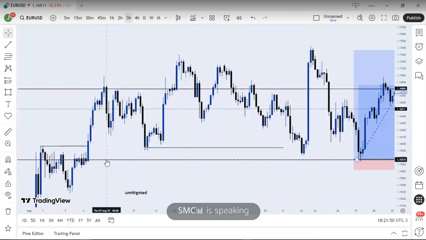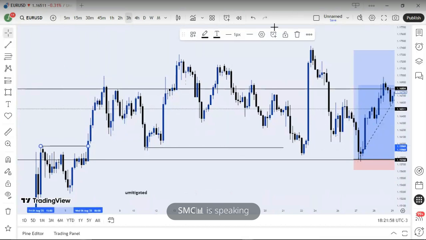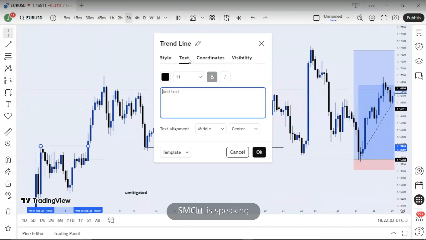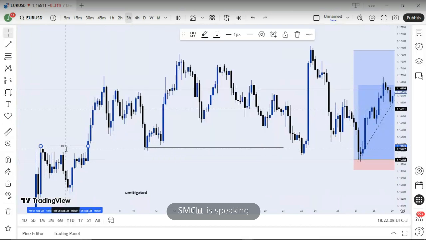Now, fourthly, it broke structure. This is it. It created a break of structure. This is the break of structure here. This one. Let me mark that as a BOS. So that's it. BOS, that's break of structure. Now this is the break of structure. This is the order block.